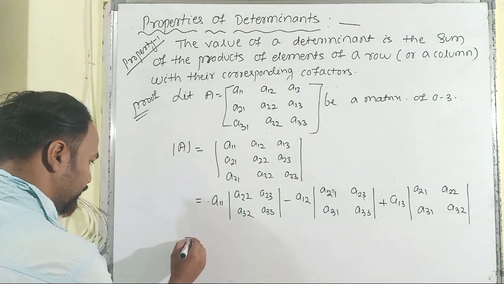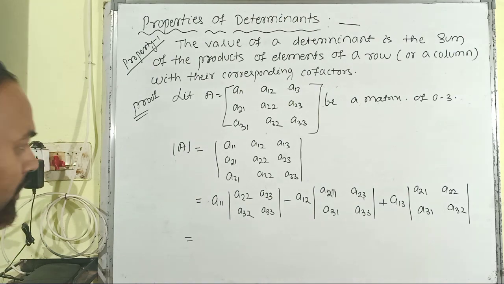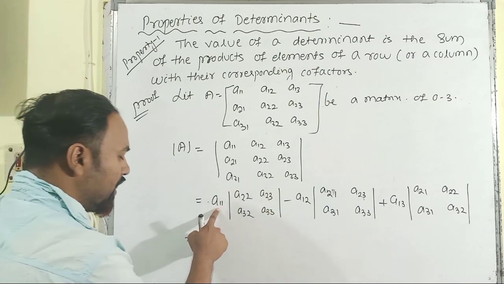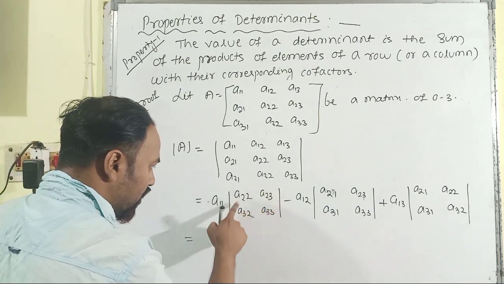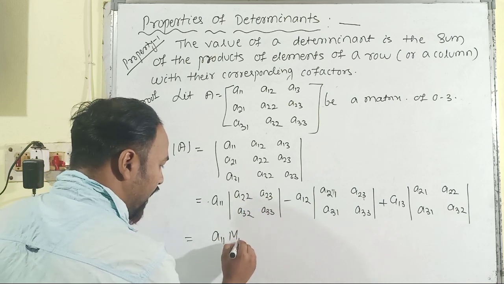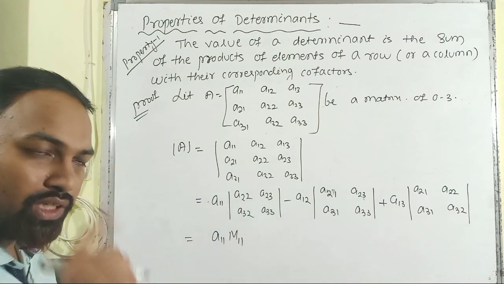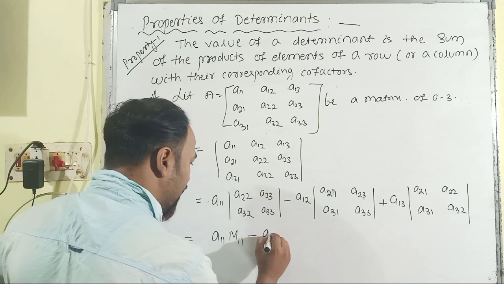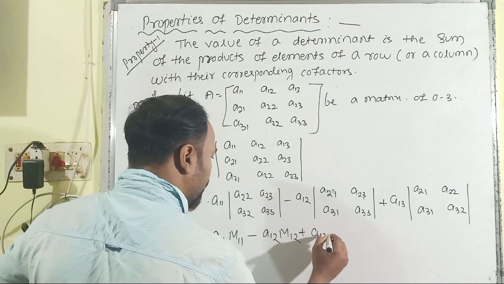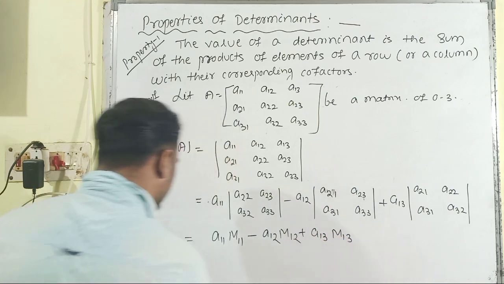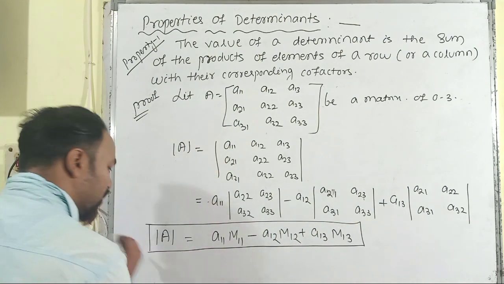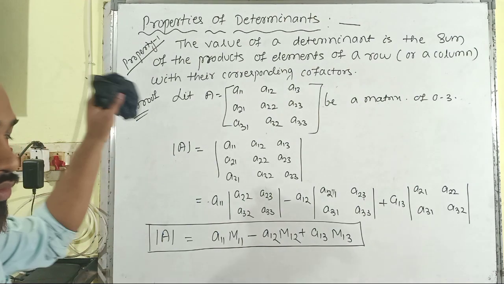Then we have to solve it. You know that this is the value of the minor of A11, so in place of the determinant of the elements A22, A23, A32, A33, we can also write it as the minor of the element A11, that means M11. Similarly, A12 multiplied with M12 plus A13 multiplied with M13, and here it is the determinant of A. So here it is the first formulation for the properties of determinant.